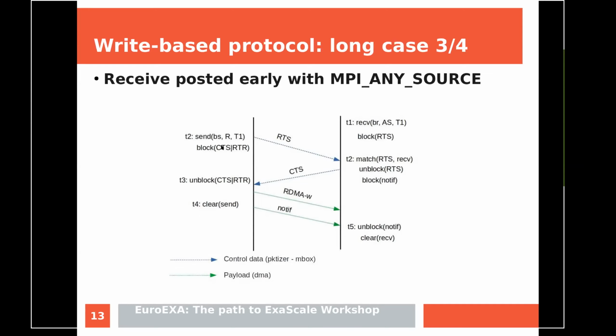When at T2 the sender arrives, he posts the request to send, which is matched at the receiver. He sends back the clear to send, and then the protocol proceeds as in the previous case. So the interesting point here is that when we see the receive, we have a differentiation. When the receive comes earlier but comes with any source, we do not go on, and instead we block.